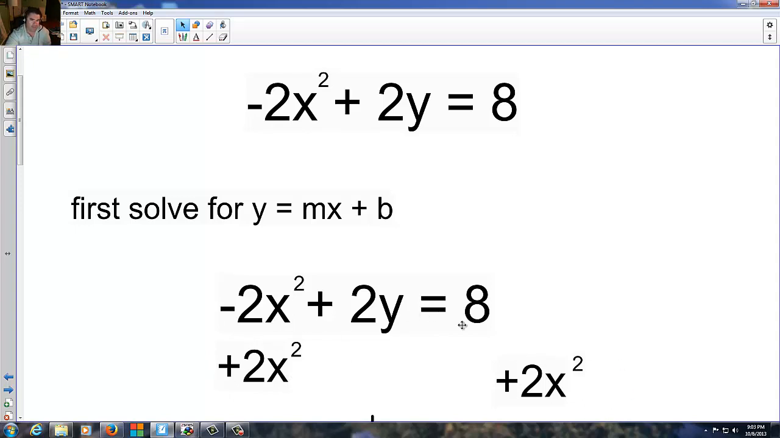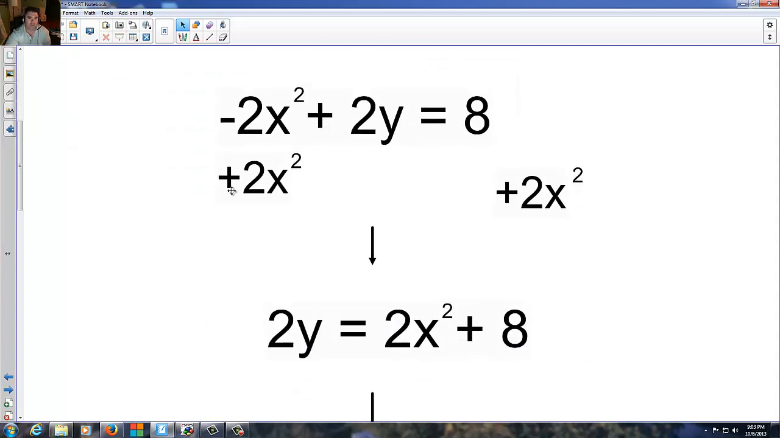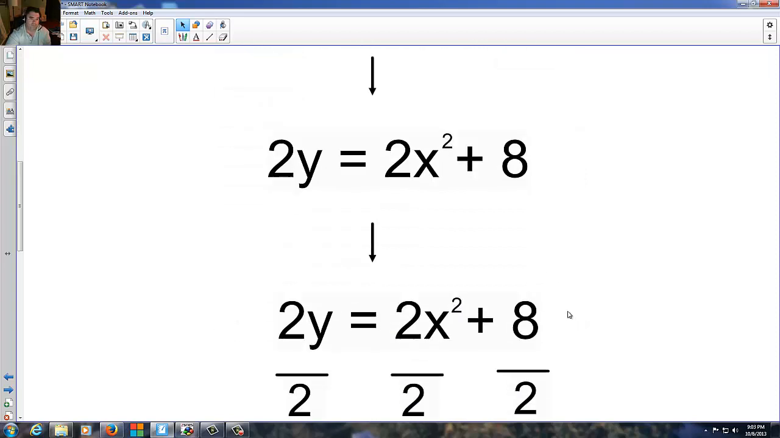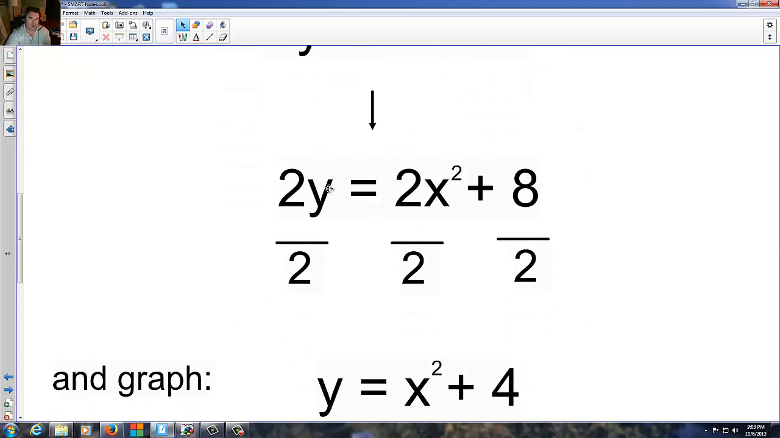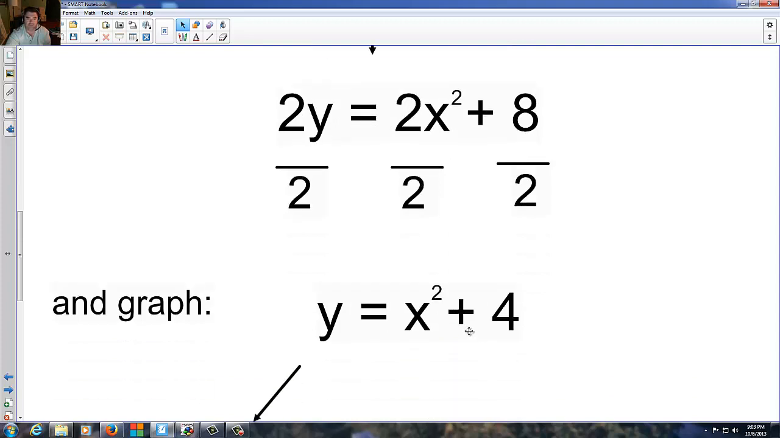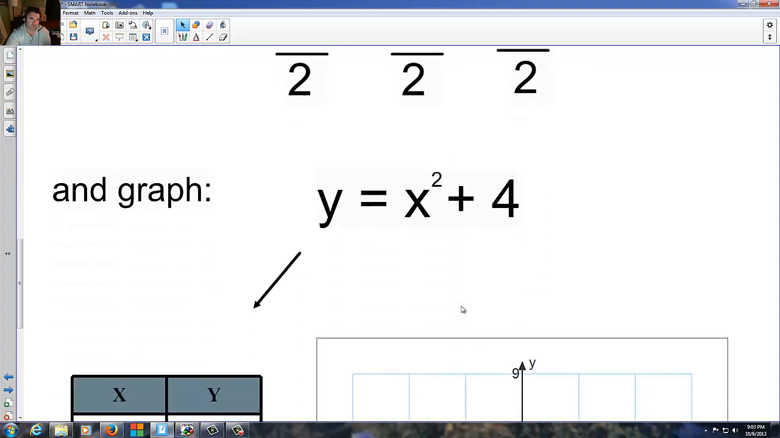So I'm going to add it here and add it here. This goes away, leaving just 2y. This I'm going to change and put 2x squared in front plus 8, and all you have to do now, instead of times 2, is divide 2 here and divide these 2 by 2 as well. Divide everything by 2, and you're going to get y, and then this goes away, x squared, 8 divided by 2 is 4, so y equals x squared plus 4.